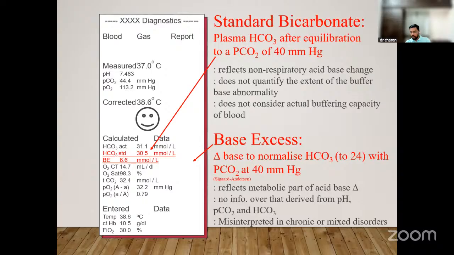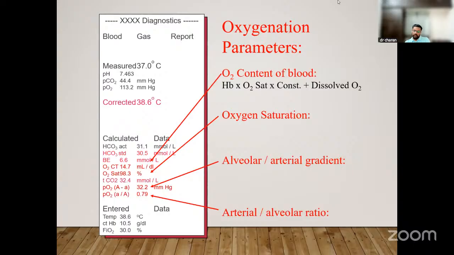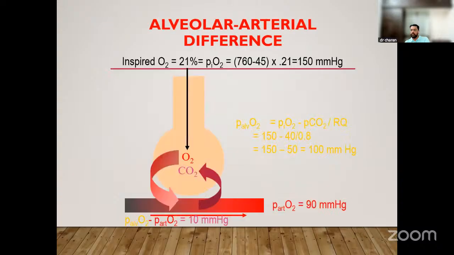Again, standard bicarb and base excess are not found to be very useful. We need not confuse ourselves with all those things. Then a lot of the oxygen-related parameters like oxygen content, oxygen saturation, alveolar arterial gradient, and alveolar arterial ratio are calculated in the ABG. Again, these are also not very useful.